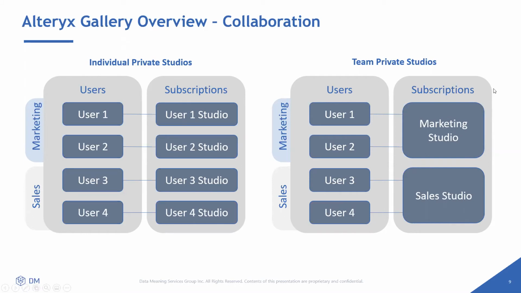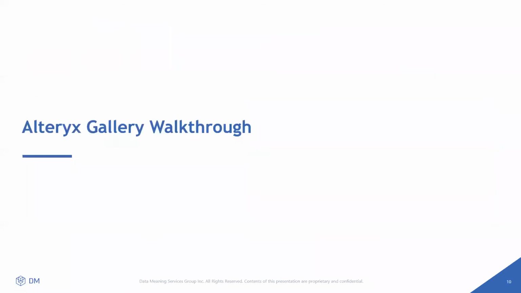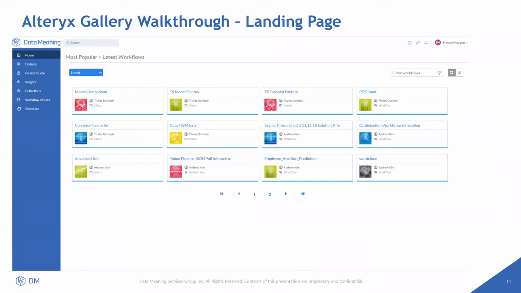So, speeding along, I'm going to go ahead and start through the walkthrough. First things first, you have the landing page of the Alteryx Gallery. Like I had mentioned in the earlier portions of our series, we are going to be using 2019.4 as the example for this. So what you're seeing here is our internal Data Meaning Alteryx Gallery and some of what is included here.